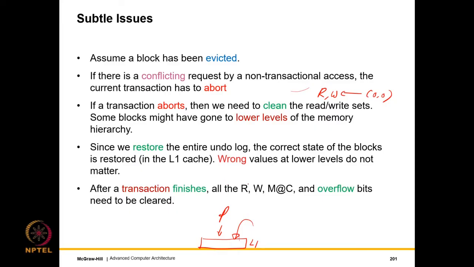After the transaction finishes, all the read-write bits with each line, all the overflow bits with the core and the M at C kind of bits, where C is the core number, all of these are cleared. Clearing these two is trivial, but we have already discussed how to clear these. And to clear these, there is something called a flash clear mechanism, which is explained in some detail in the book.